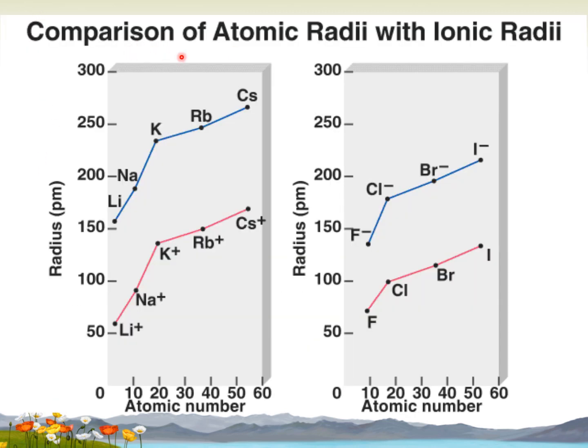So this is the comparison of atomic radii, before the electron is added or removed, with ionic radii. So this is after it becomes ionic, when an electron is added or removed. As you can see here, this is atomic radii, and on this side is the ionic radii.